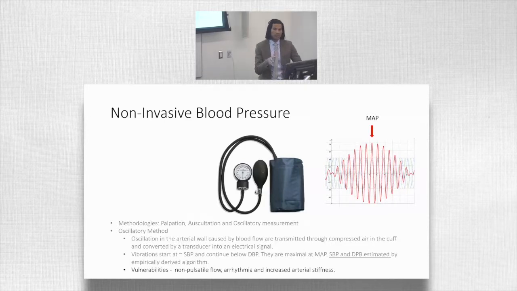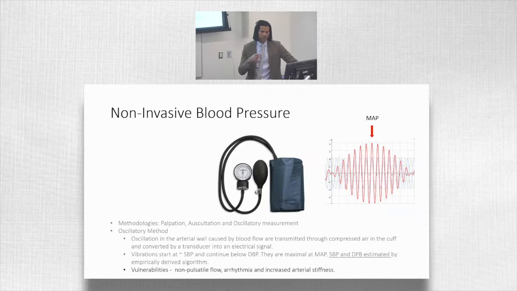They then use an empirically derived algorithm to estimate the systolic and diastolic blood pressure. And so it's important to recognize what's being measured and what's being estimated using this measure. And that would explain what your vulnerabilities here are. In anyone who doesn't have pulsatile flow, so for instance, a patient on a VAD who has non-pulsatile flow, this method won't work. You can't generate a blood pressure using a cuff under those circumstances.